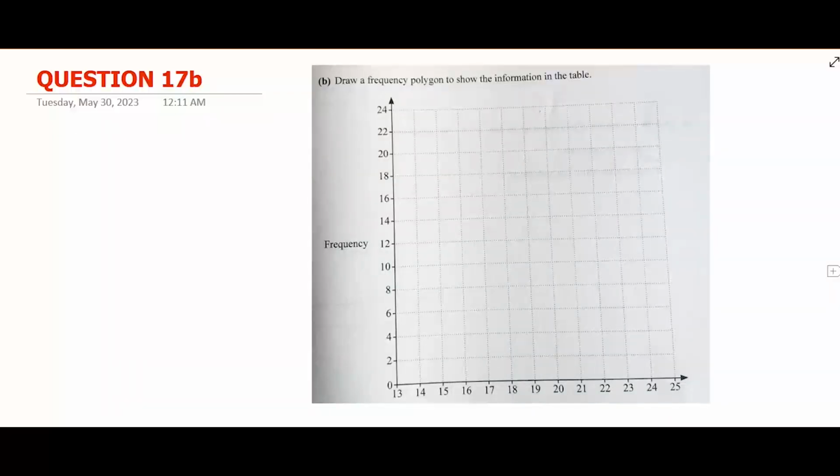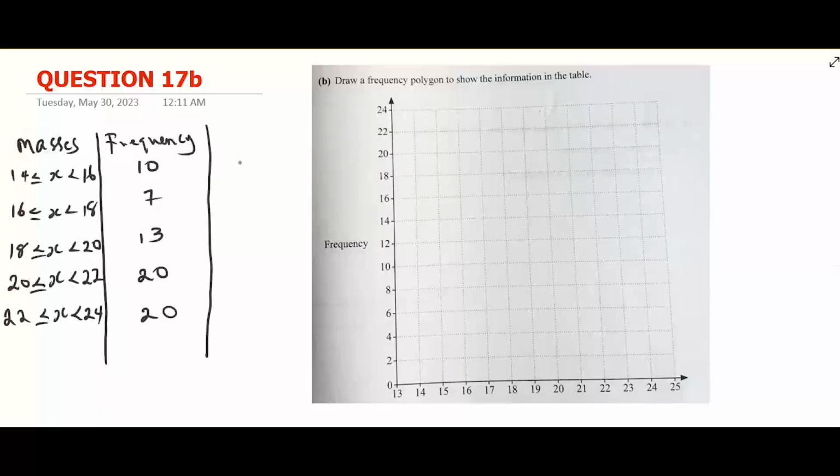That's the B part. We are asked to draw a frequency polygon to show the information in the table. So let me draw the frequency here. So we have the masses and the frequencies here. To draw the frequency polygon, we have two options. We can firstly draw the bar chart, then find the midpoints, then connect all the midpoints together, and you can easily find the midpoint here without drawing the bar charts.